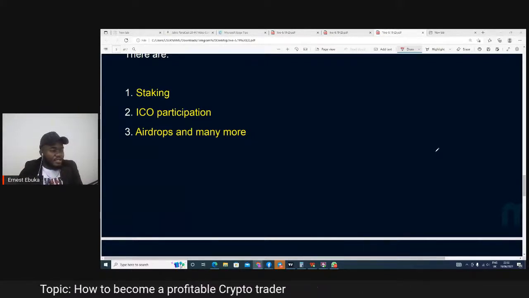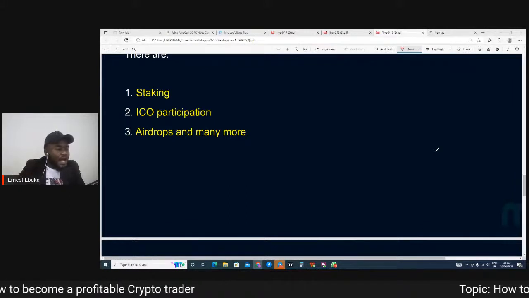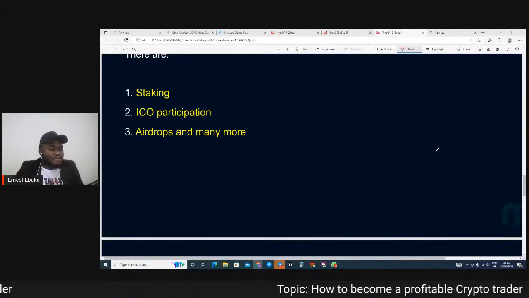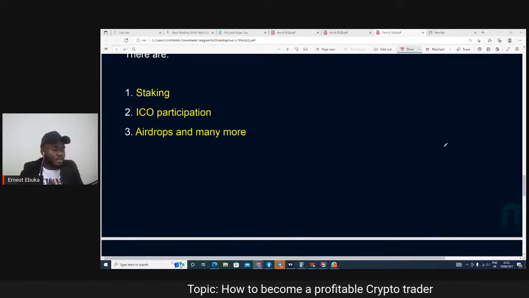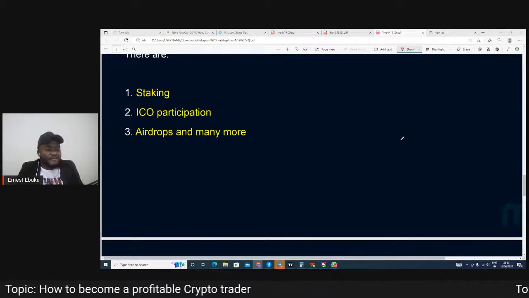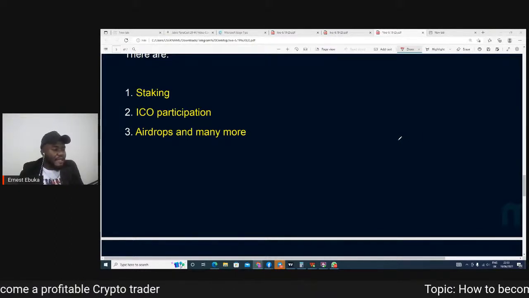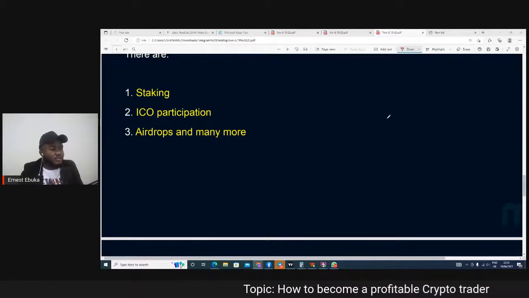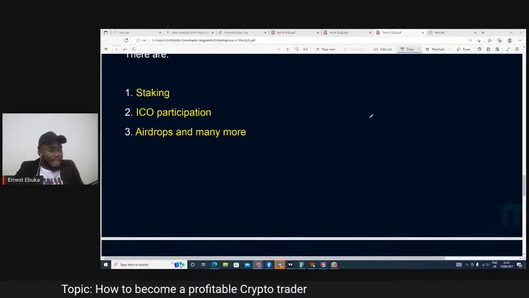You understand? So you learn how to be a good staker. You stake coins, you stake stable coins, and also know the type of coin that you are staking. Also, there are DeFi, there are farmings, there are many things you need to do. There are many things to do in this sector and remain profitable. ICO participation, pre-sales, buy pre-sales.